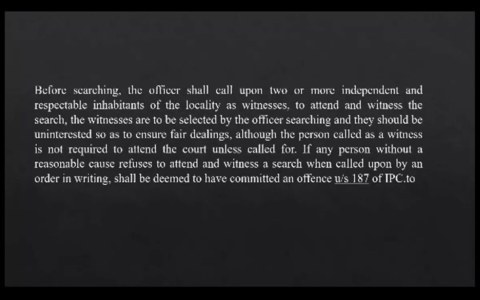Before making a search, the officer shall call upon two or more independent and respectable inhabitants of the locality as witnesses to attend and witness the search. The witnesses are to be selected by the officer conducting the search, and they should be uninterested so as to ensure fair dealings, although the person called as a witness is not required to attend the court unless called for.